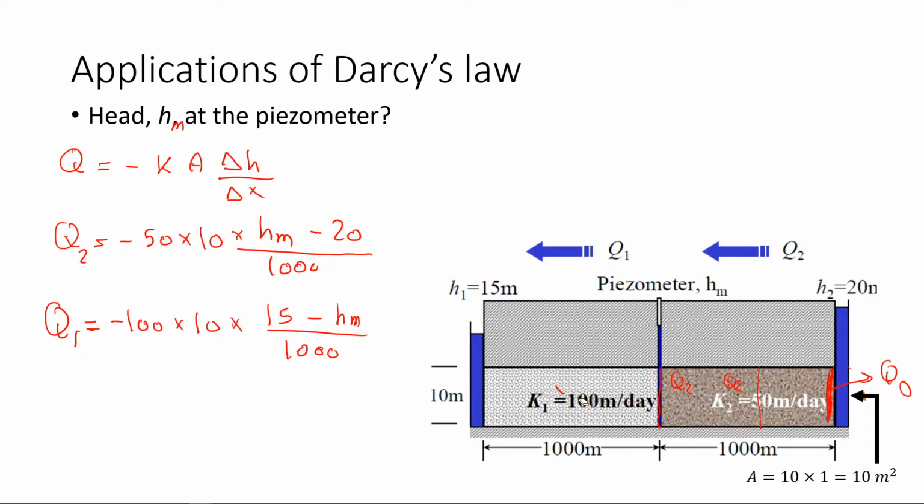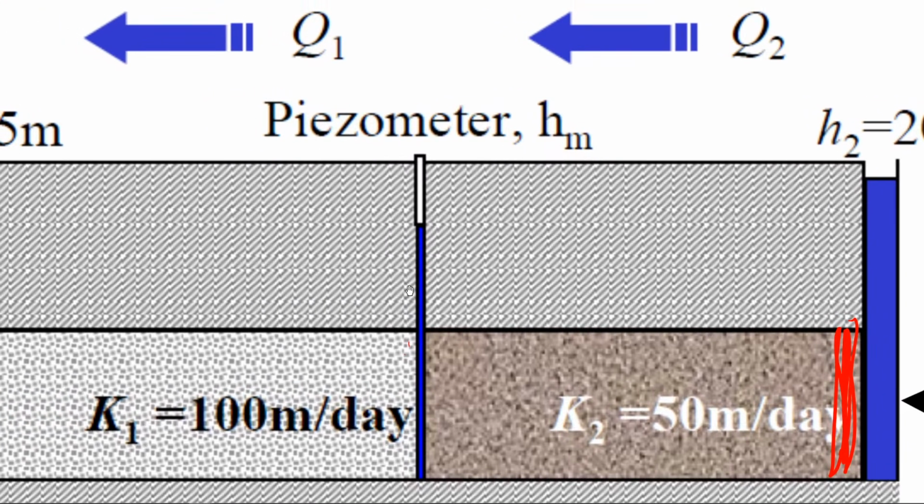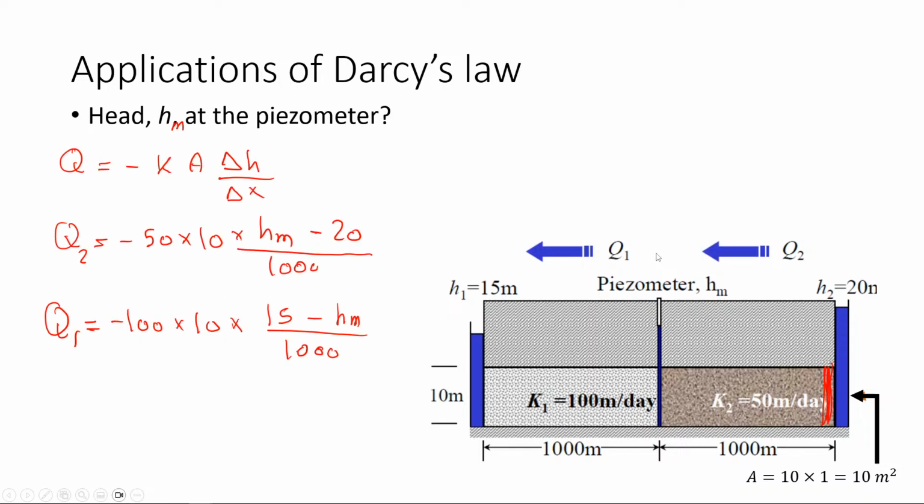In a steady state, what is coming into your system, that's the definition. Q in is equal to Q out. So in a steady state, Q2 minus Q1 is equal to 0, which means Q1 is equal to Q2, which means Q here is the same.